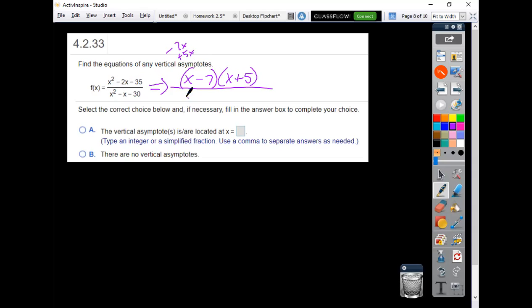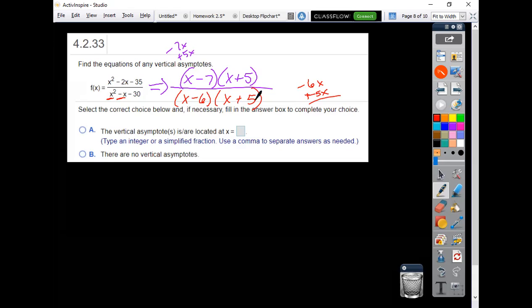Then down here in the denominator I see, I think it would be x minus 6 and x plus 5. So you have, let's see, the x times x is my x squared, negative 6x, positive 5x. For those two middle parts, that gives me a negative x, and then negative 6 times 5 is a negative 30. All right, so far so good. Well, what I noticed here, the big thing, is that those x plus 5s cancel.